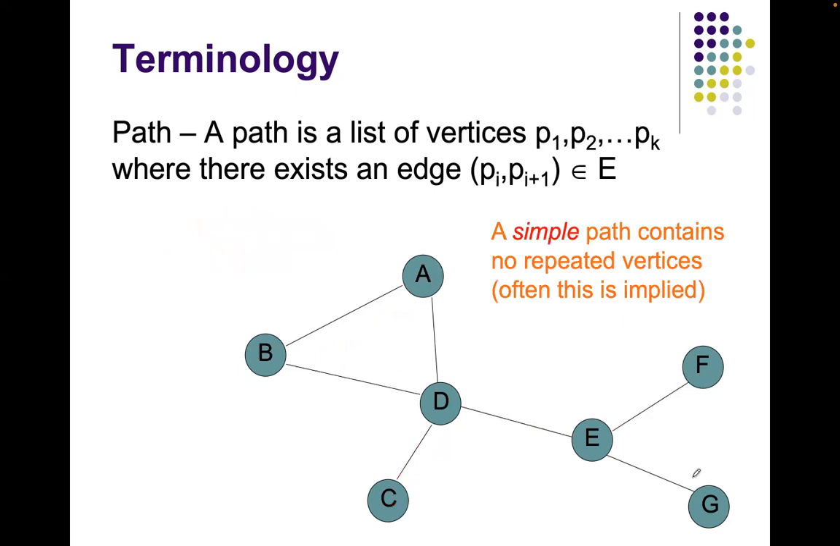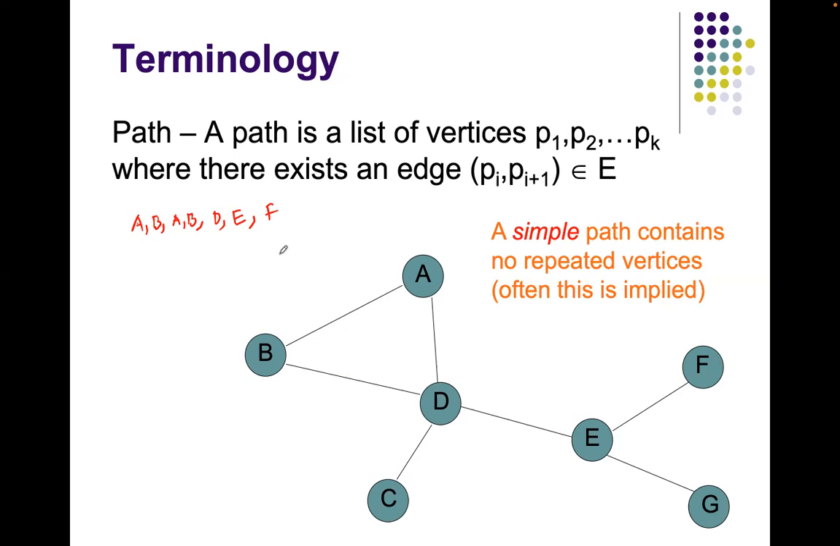A simple path means there is no repeated vertex. It's not like this: let's say I go from A to B, B to A, then A to B, then D, E, F. So I go from A to B, then again come back to A, then again go from B, then go D, E, F.